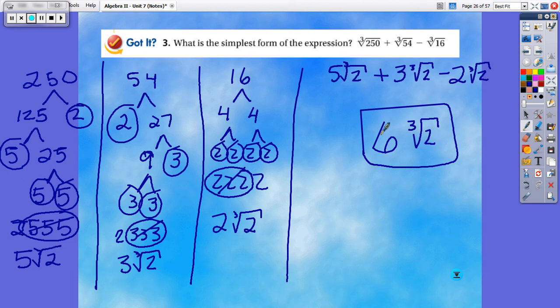And again, make sure that you write your answers clear enough that this doesn't look like 6 cubed times the square root of 2. You want to make sure that there's a little separation there so I know that they're two separate things.